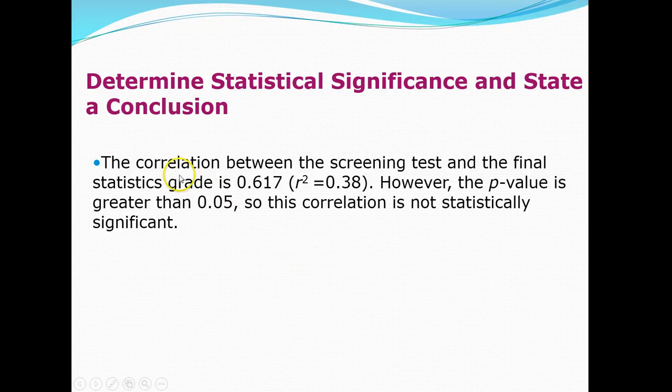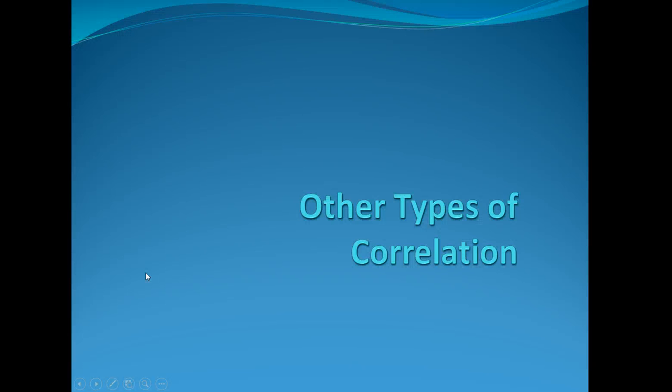So the correlation between the screening test and the final statistic rate is 0.617. However, the p-value is greater than 0.05. So this correlation is not statistically significant. All right. Now, a few words here. This is the last slide.